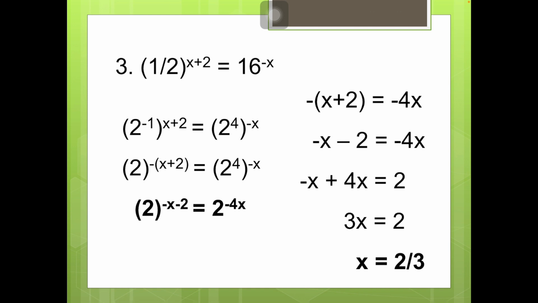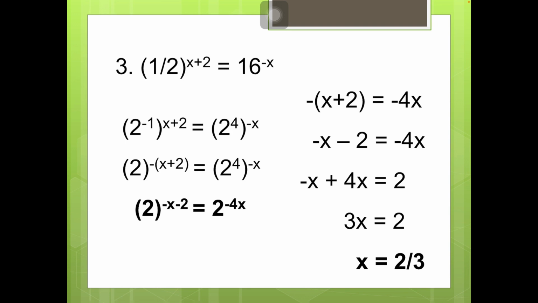Next, 2 raised to negative x minus 2 is equal to 2 raised to negative 4x. So you just multiply the exponents.